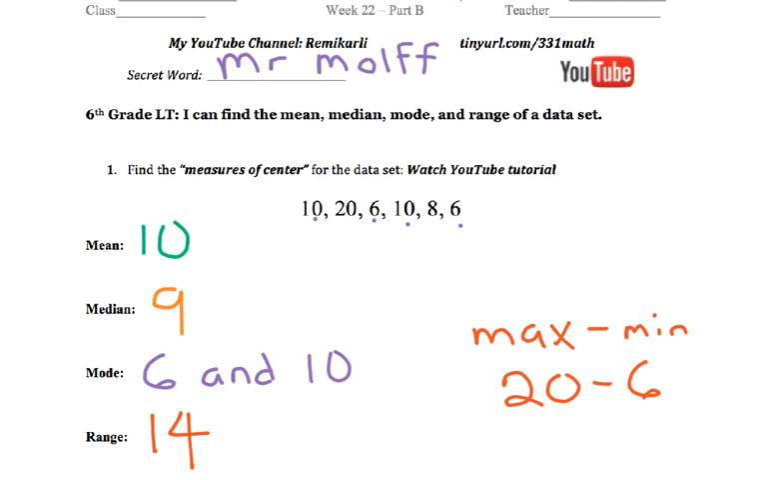So hopefully the mean, median, mode, and range made sense to you, and if you were confused, you should be able to get number 2 on your own.